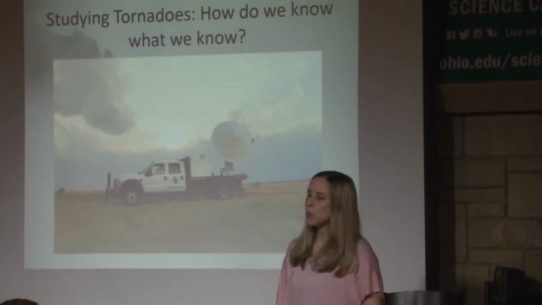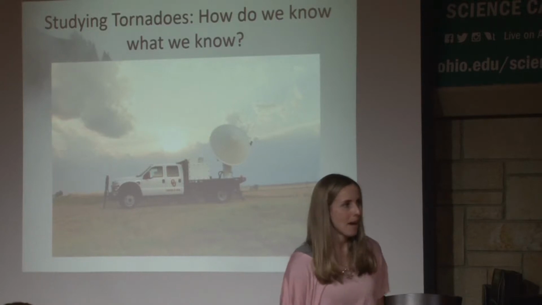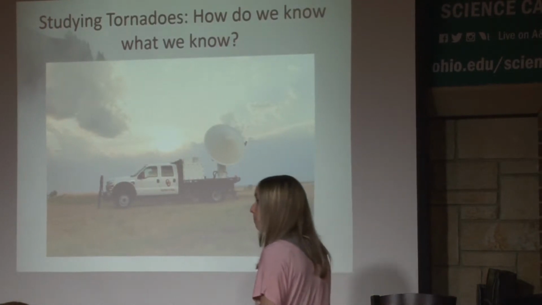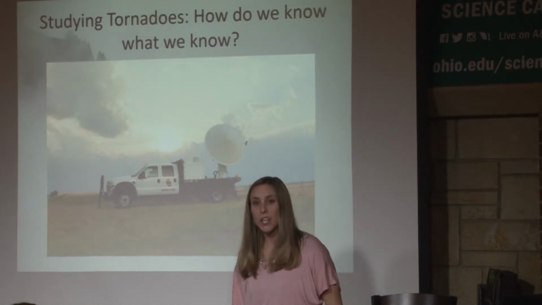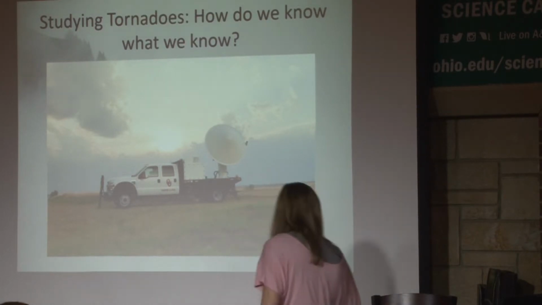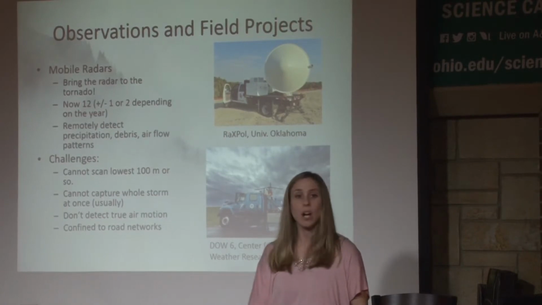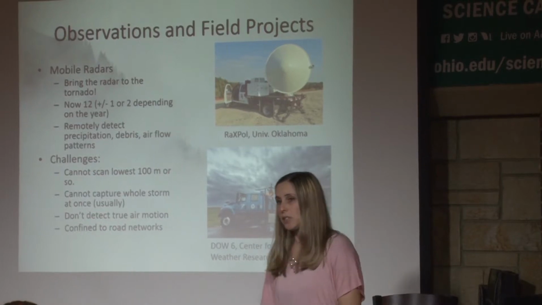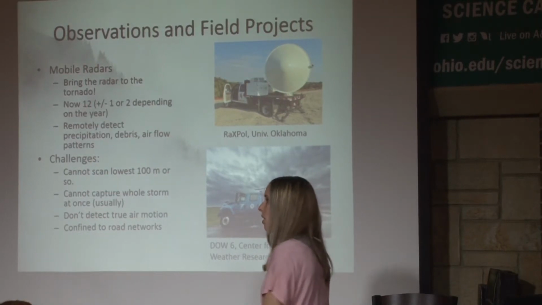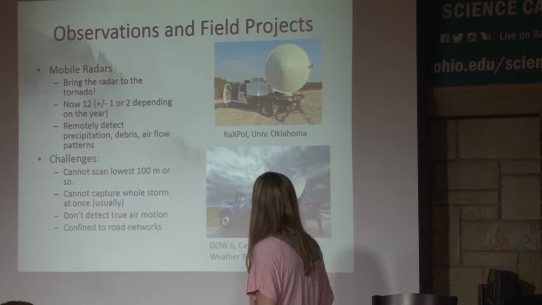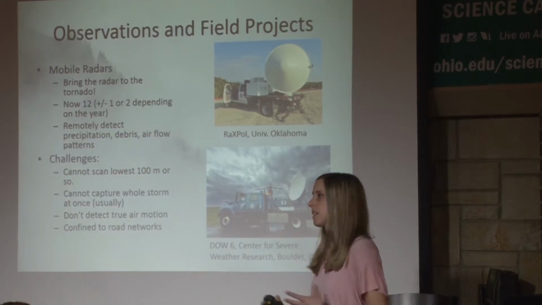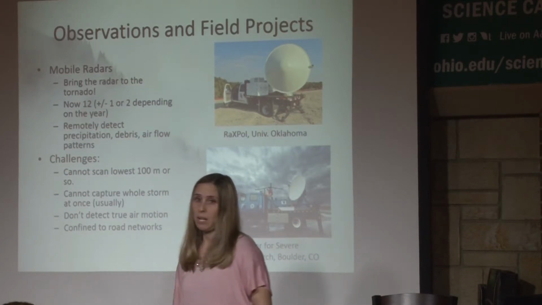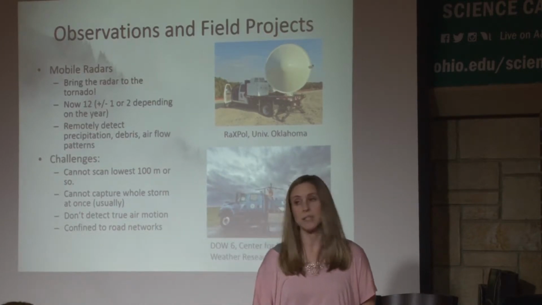All right, so how do we know what we know about tornadoes to begin with? What kind of scientific studies have there been to really evaluate and analyze tornadoes? So first of all, I'd like to talk about observations. There have been a couple of really extensive field campaigns that have grouped together various different observational platforms to study tornadoes in a very kind of systematic way. So mobile radars are often a big component to these field projects.